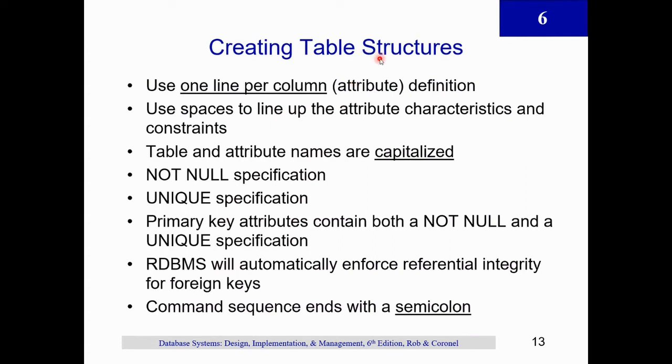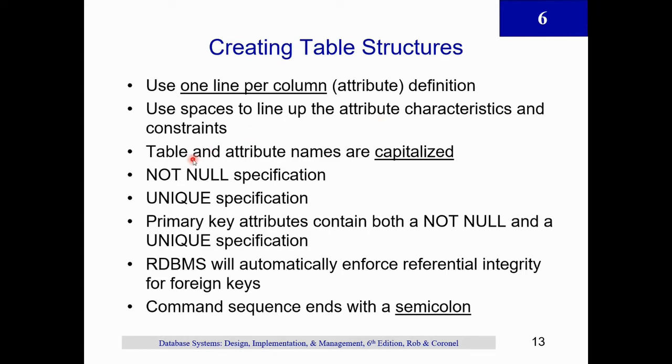And then creating table structure. Okay, kita nak create table structure lah, nak create table. Okay, use one line per column attribute definition. Okay, so contoh yang kamu buat sebelum ni kan, kita dah create table. So, kita nak create column dia pula kan. So, kita guna use one line per column attribute definition. So, untuk setiap column, setiap attribute tu kita guna dalam satu line sahaja. Okay, satu command line. And then use spaces to line up the attribute characteristics and constraint. Okay, so untuk menyatakan karakteristik attribute dan constraint tu, kita spacekan dia, jarakkan.